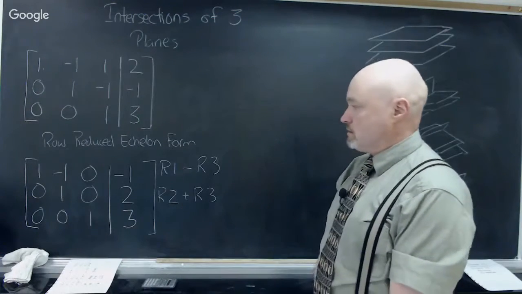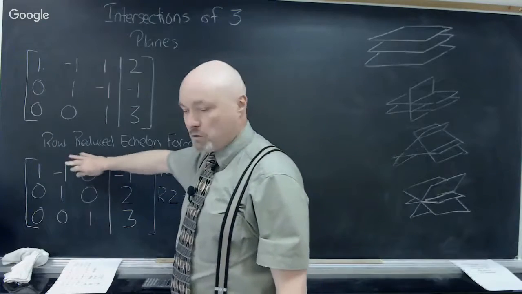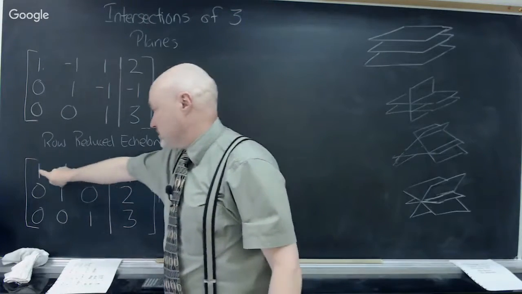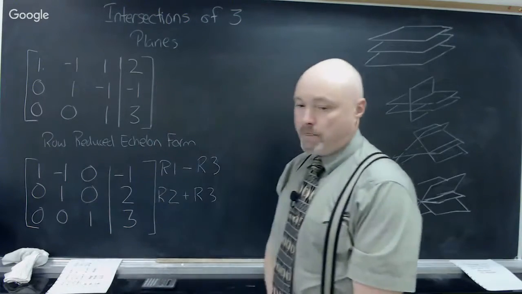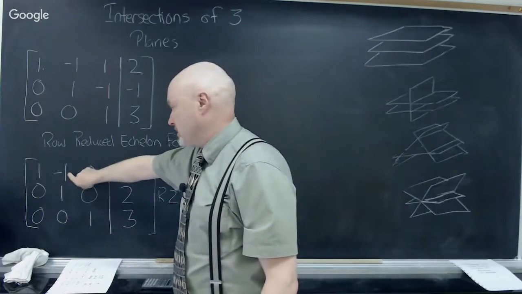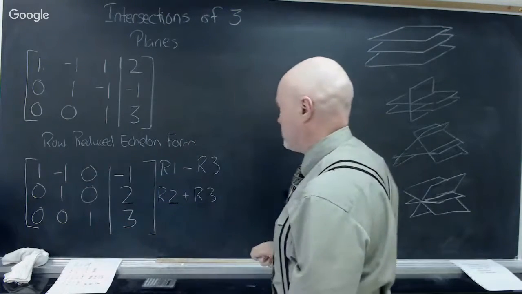We're not quite in the full row reduced echelon form yet, because in the top row, I still have an entry here where the y is.